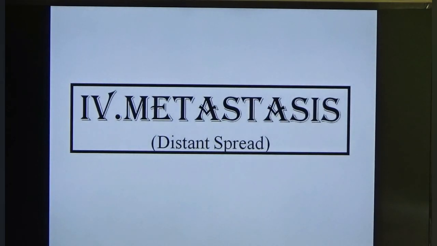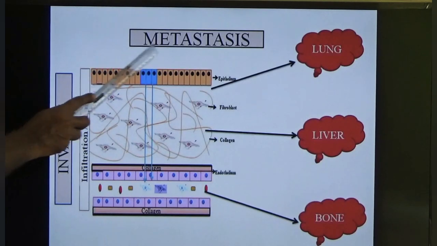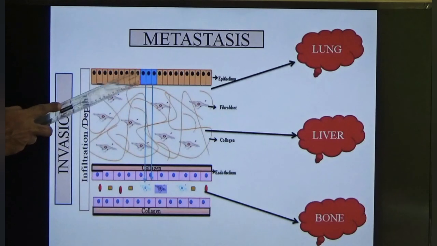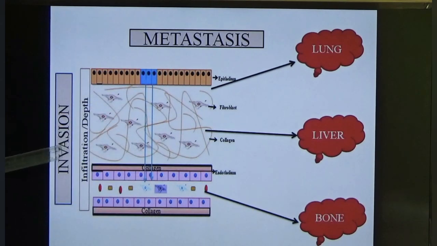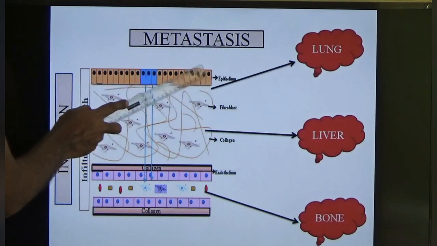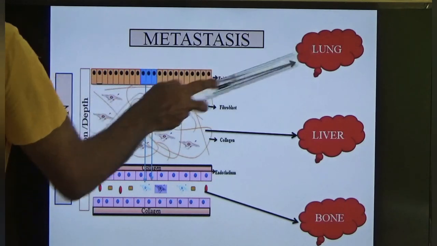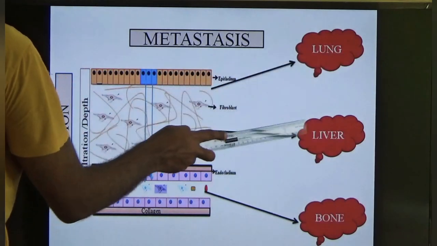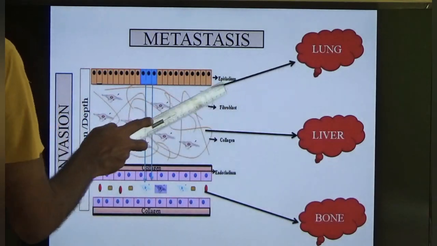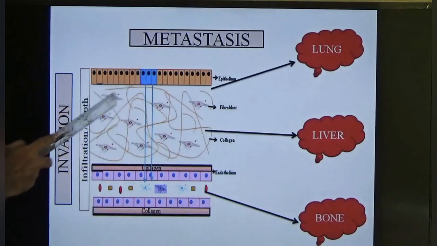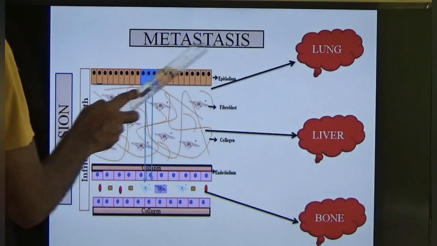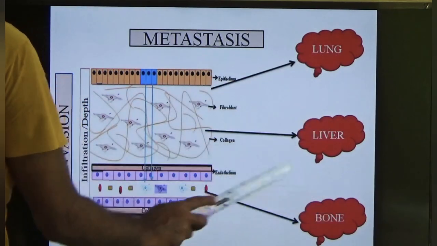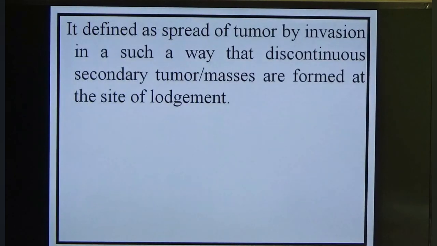Now we'll study metastasis. Metastasis is known as distant spread. In local invasion the same part of the tissue is involved, but metastasis means the tumor cells spread to other parts of the body like the lungs, liver and bones. So the simple meaning: invasion is local, and metastasis is distant spread to other parts of the body.